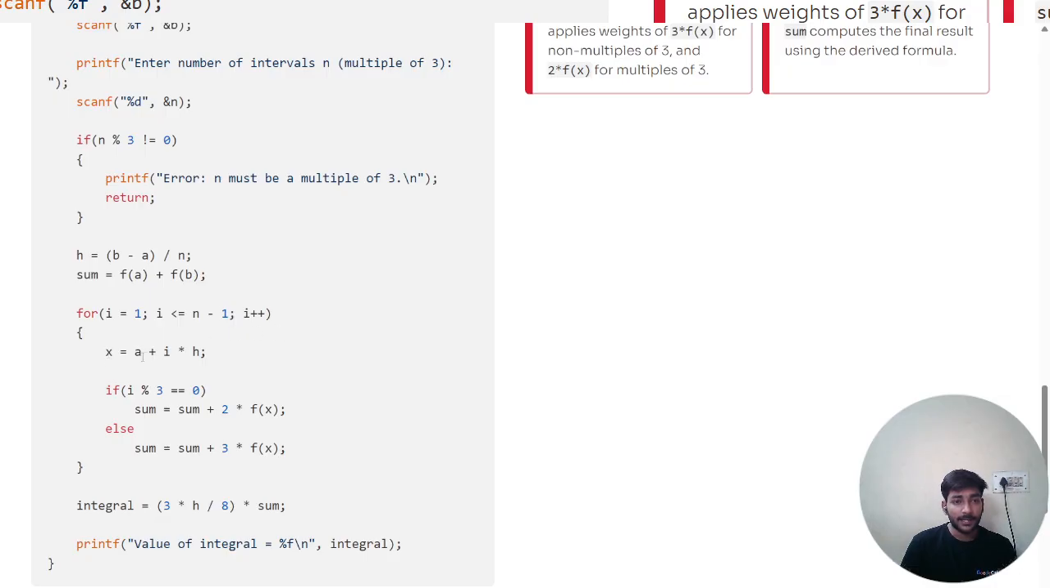Here we calculate the value of x is equal to a plus ih. If I is divisible by 3, then we multiply the function with 2 and add to the sum. Else, if I is not divisible by 3, then we multiply 3 into the f of x. After calculating this whole loop, we come here and multiply 3h divided by 8 into the sum, and then we will print the value of the integral, and this will be our answer.